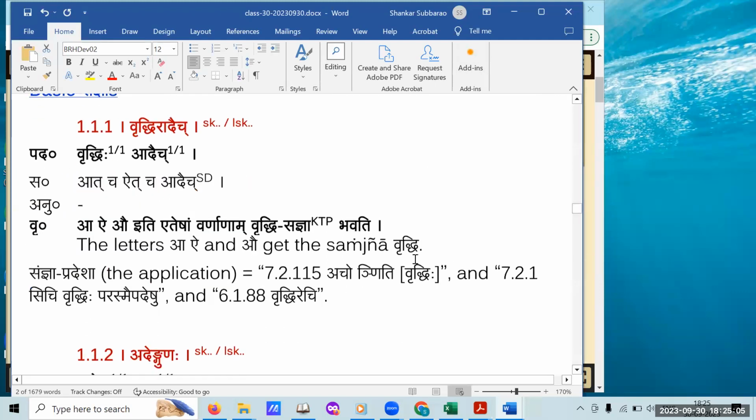What is vriddhi? It is defined by a sutra. Vriddhiradaich. This is the first sutra in the Ashtadhyayi. What does it mean? Adaich stands for At and Aich, so At and Aich is going to be Adaich.